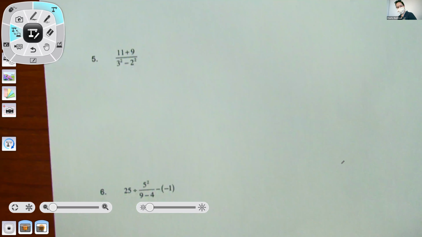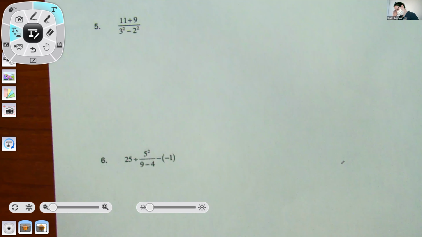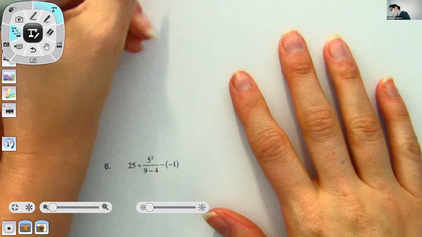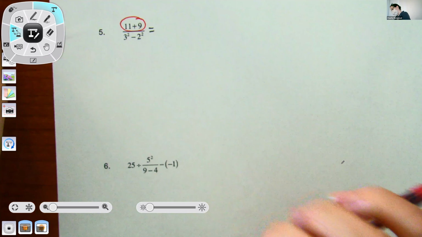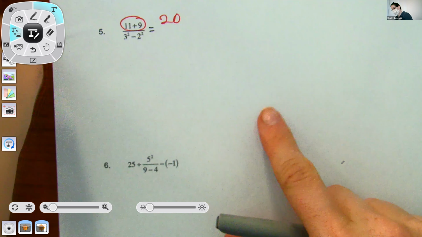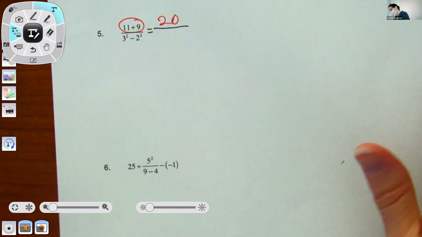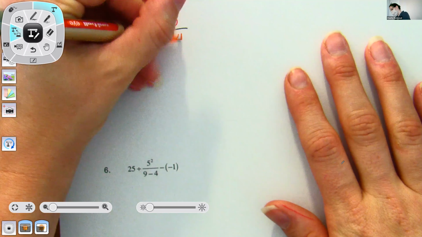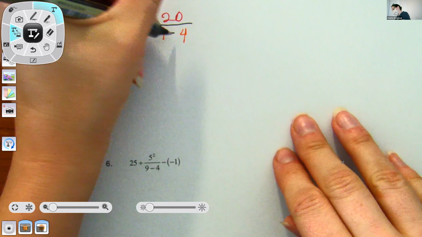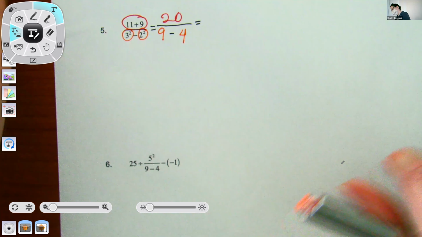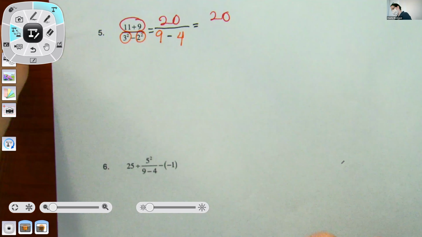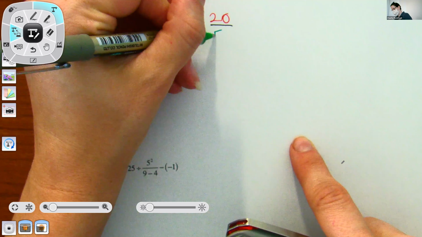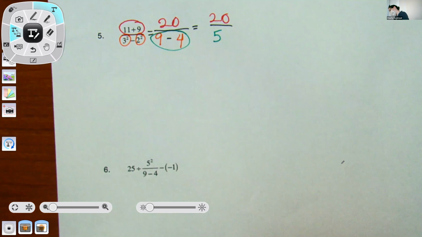Okay, number 5. Let's see, the numerator, we just need to do 11 plus 9, which is equal to 20. And then on the denominator, we need to do the exponents. So 3 squared is 9, and 2 squared is 4. So we have 9 minus 4. So 20 over 9 minus 4. So that's 20 over 5, or in other words, 20 divided by 5 equals 4.